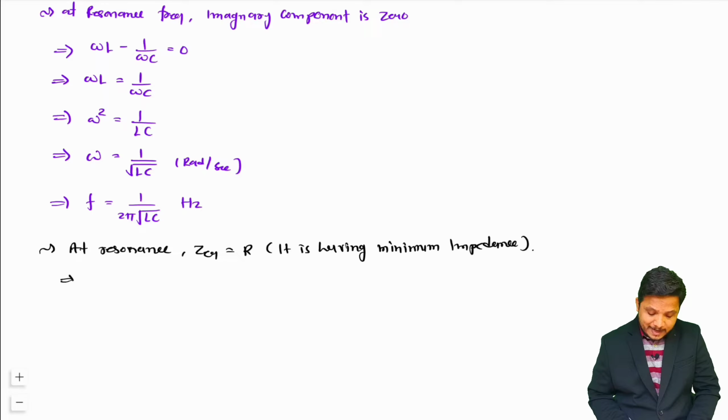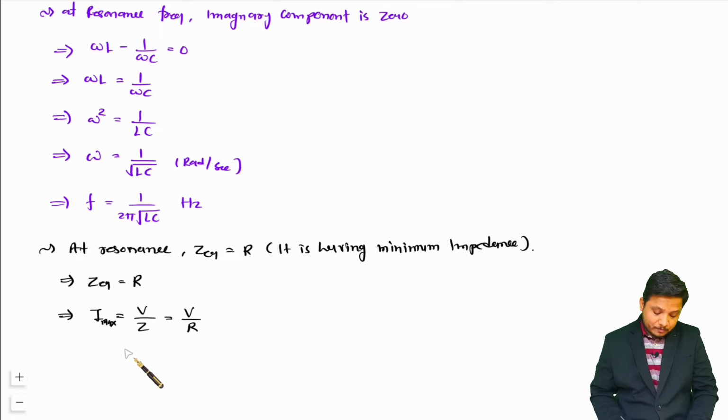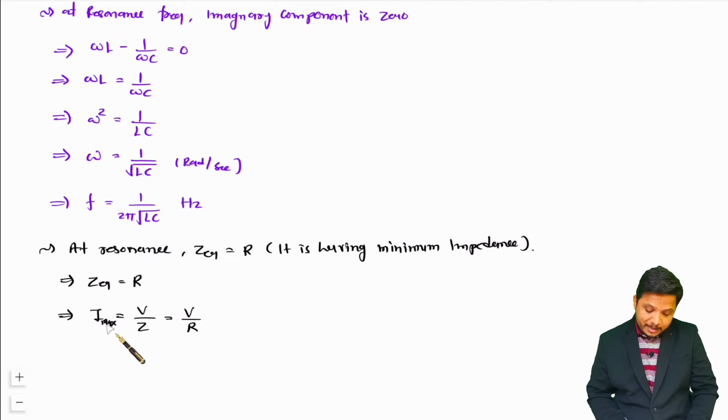So as Z equivalent is R only, our impedance will be minimum. If you want to find the value of current, then that is V by Z. Here Z is R, so I can say the value of current will be maximum, and that will be V by R. So at resonance, maximum current will be V by R, that you should know.